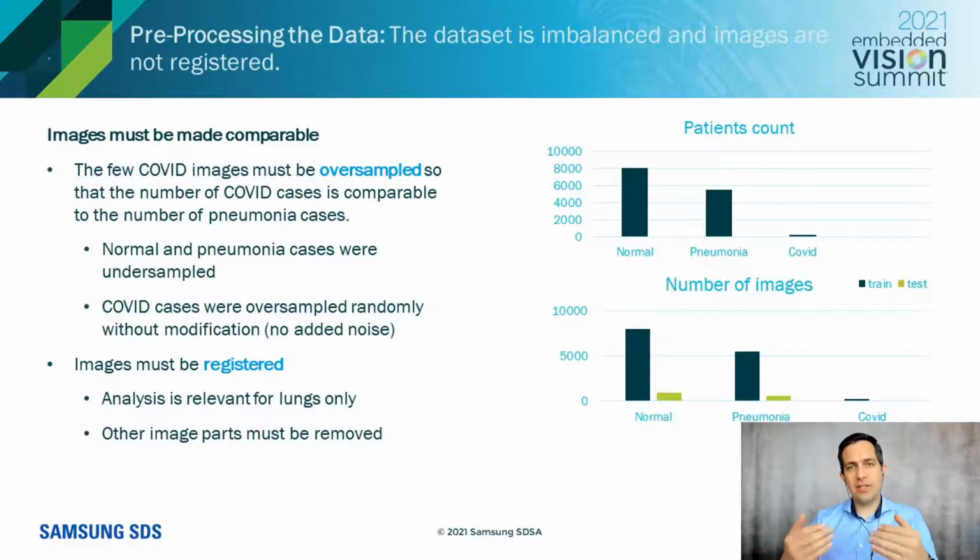So there's a pre-processing step where you shrink down the image from the whole chest X-ray to an X-ray of only the lung area and remove everything else so that you're focusing on the right parts of the image.